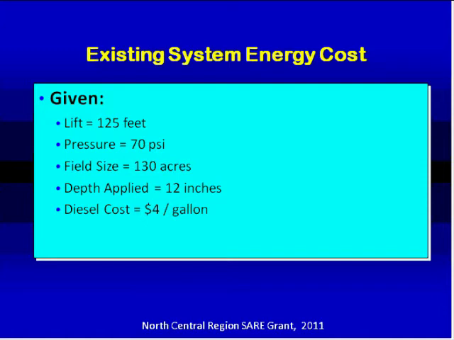Look at an irrigation system that has 125 feet of lift, operating pressure of 75 psi at the pump outlet. We're irrigating 130 acres. Average application is 12 inches or 1 acre foot per year. And I'm using today $4 per gallon of diesel fuel.